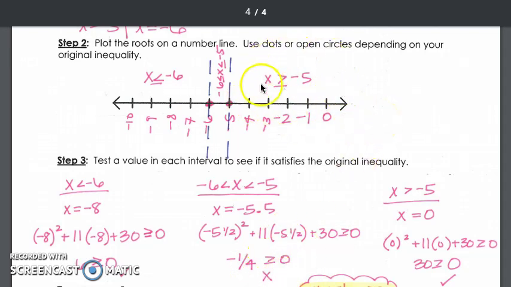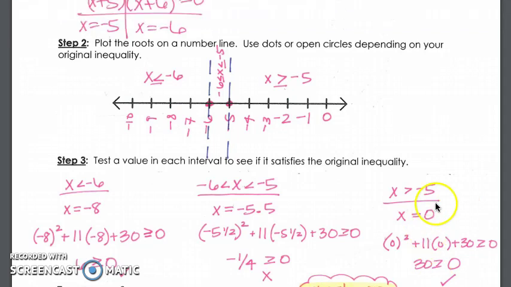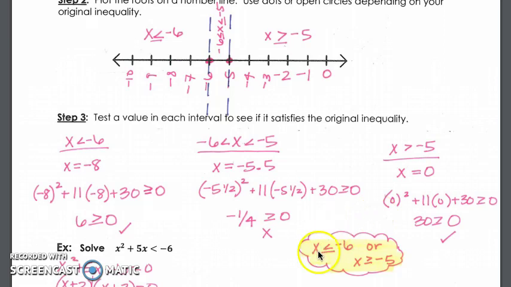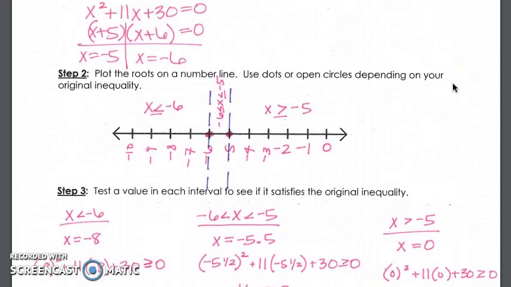Third, we want to test a value when x is greater than -5. So we're testing one value from each interval on that number line. So I chose x equals 0. When we plug in x equals 0, we find that 30 is greater than or equal to 0, and that is true. So now I have my solutions. So I have solution x is less than or equal to -6, or x is greater than or equal to -5.